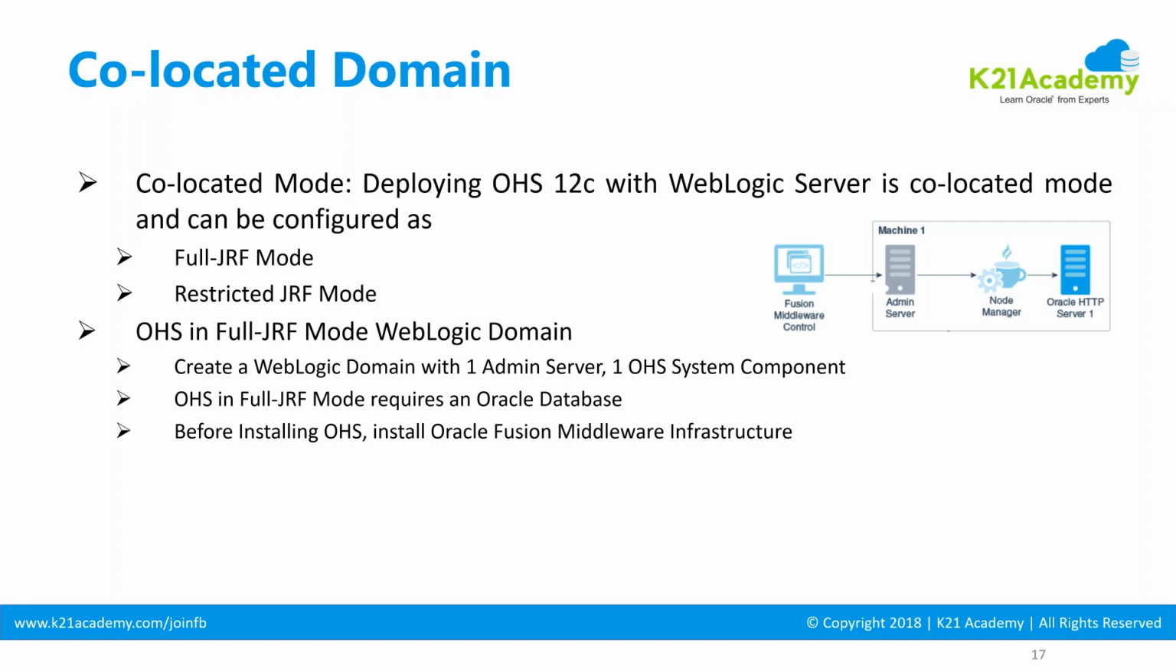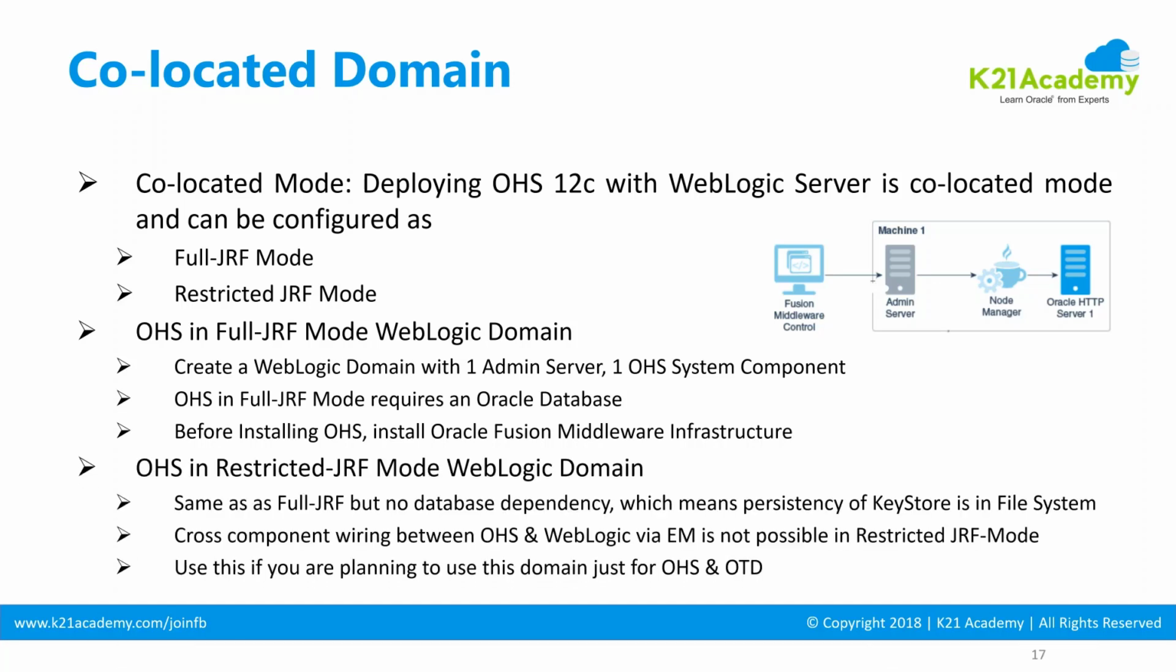Now, full JRF requires a database to store some configurations. So in full JRF mode, you are going to use an Oracle database as well. Before installing or configuring HTTP Server, you need to install software called Oracle Fusion Middleware Infrastructure. That Oracle Fusion Middleware Infrastructure will give all the necessary infrastructure, like the WebLogic server, as well as the Enterprise Manager application on top of that, so that you can manage this Oracle HTTP Server using Enterprise Manager.